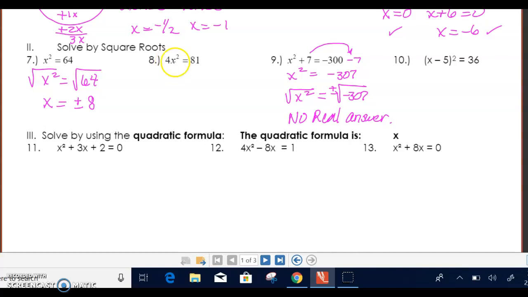For problem 8, I'd have to get x squared by itself, so I would need to divide both sides by 4 to get x squared equal 81 over 4. Then I could drop a square root on both sides to solve it. The square root of x squared is x, and the square root of 81 over 4 is the square root of 81 over the square root of 4, so I'd get plus or minus 9/2. I will stop this video here. I would say you finish it up with problem 10, and then I'm going to do a second video on the rest of these. I hope this is helpful.